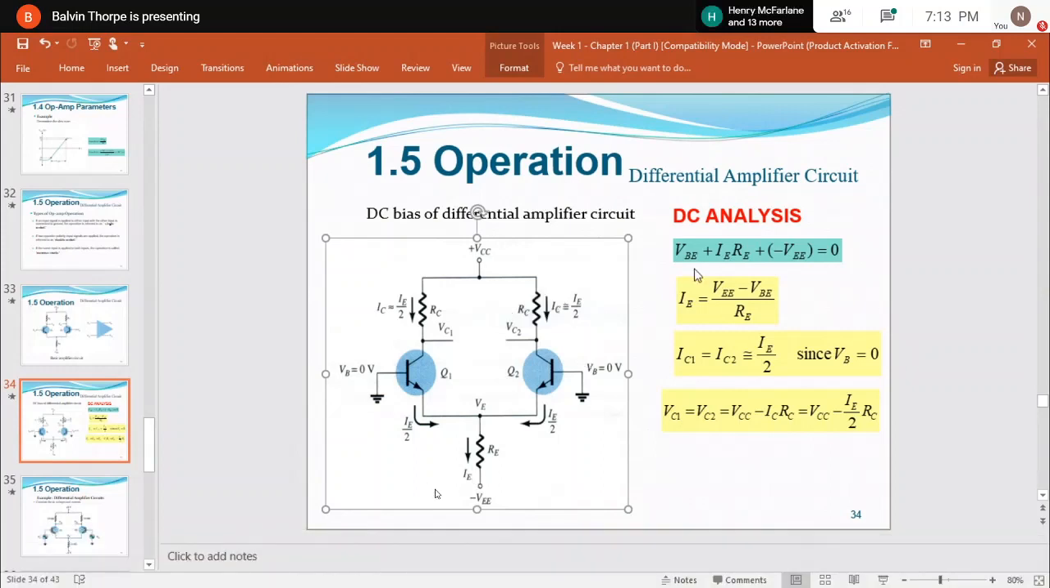So that's how we get this equation. And from this equation, we can find what IE is. From this equation, we found IE. And because we know IE is approximately equal to IC, but we have two ICs, we have IC up here and we have IC here. So therefore, IE over 2 is what will give us IE, right? Since VBE is 0, so there's no voltage here.